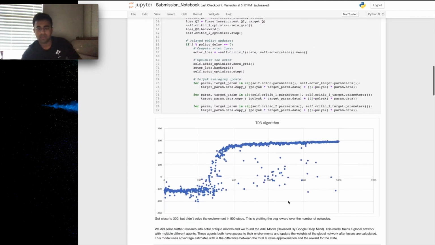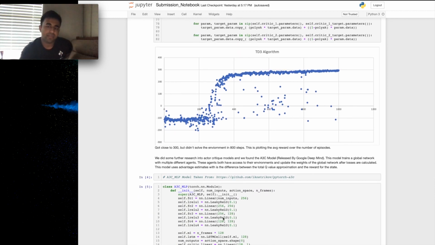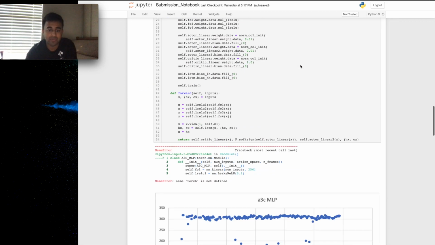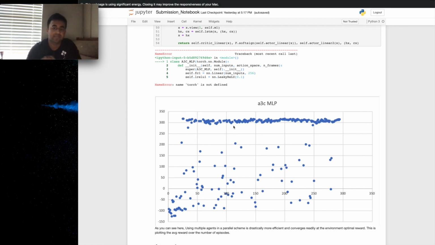we chose, instead of taking TD3 as a baseline, as we discussed, A3C MLP because it was much faster. TD3 also did not converge to 300 the way we wanted it to. As you can see, the A3C converged, and converged much faster, within 40-50 episodes. So during training, we could tell if something was going to work or not.